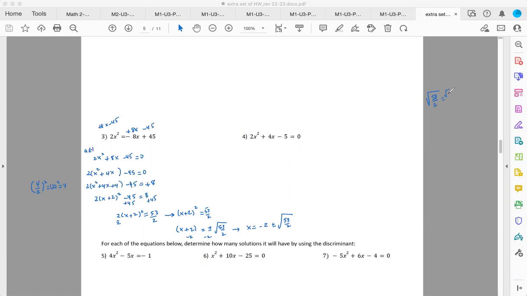So this is the same as saying square root of 53 over square root of 2, right? So what do you do? You multiply top and bottom by square root of 2 to get rid of the square root of 2 in the denominator, because you're not allowed to have a square root in the denominator. So this becomes square root of 106 over square root of 2 multiplied by square root of 2, which is just 2. And that's pretty much it. So this could be written as I have it here, or even better, negative 2 plus or minus the square root of 106 over 2.